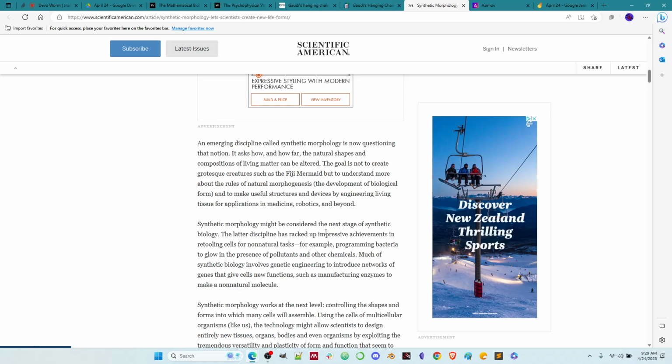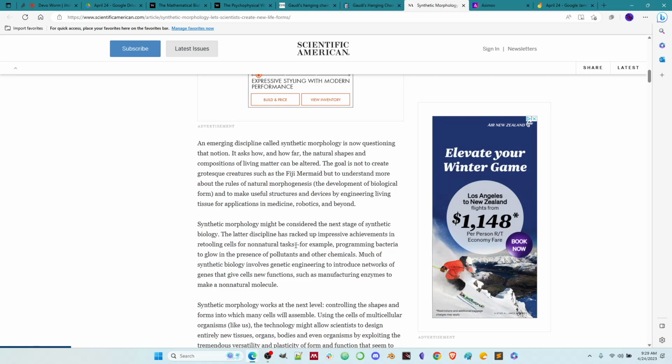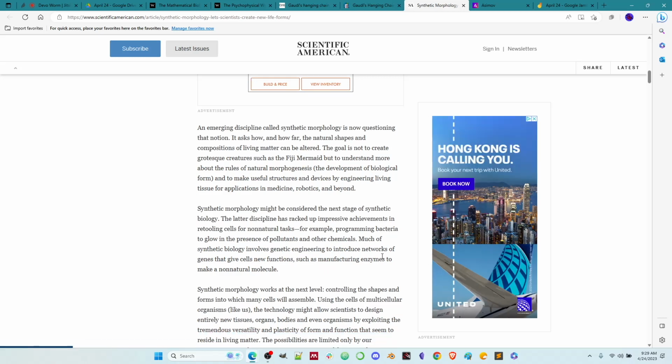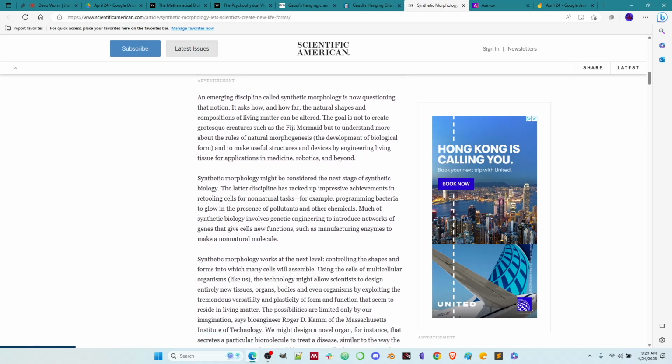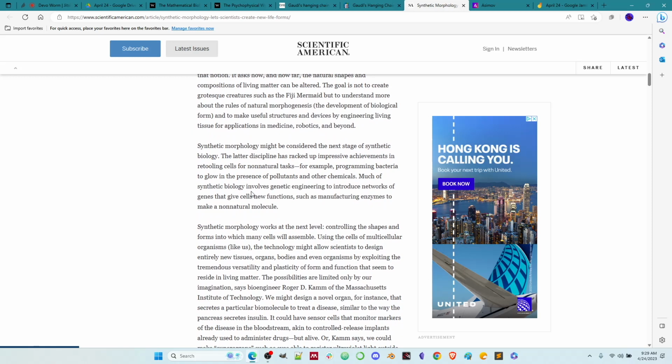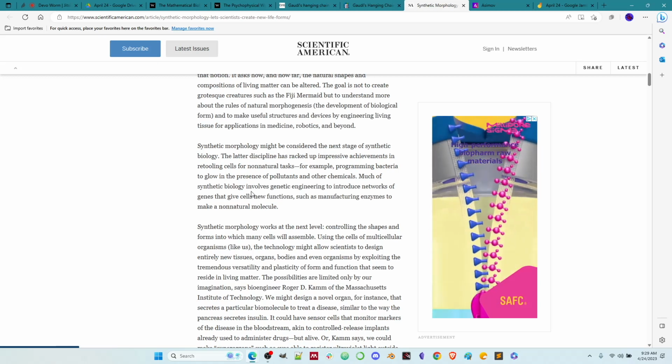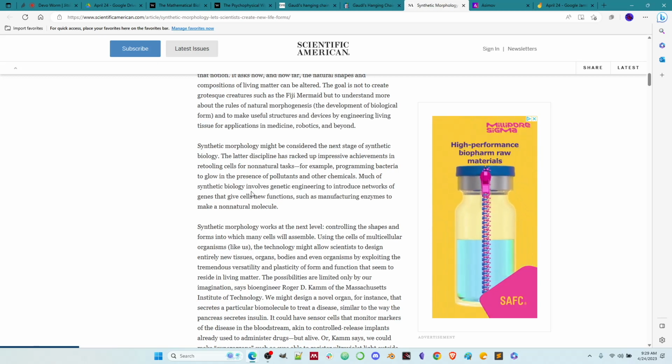The latter discipline has racked up impressive achievements in retooling cells for non-natural tasks. For example, programming bacteria to glow in the presence of pollutants and other chemicals. Much of synthetic biology involves genetic engineering to introduce networks of genes that give cells new functions, such as manufacturing enzymes to make a non-natural molecule. So this is kind of what we're talking about with diatoms, except people actually take things like bacterial cells. They'll manipulate the genome so they can get only the essential genome, and then put in specialized genes that will produce things like enzymes and do this efficiently.